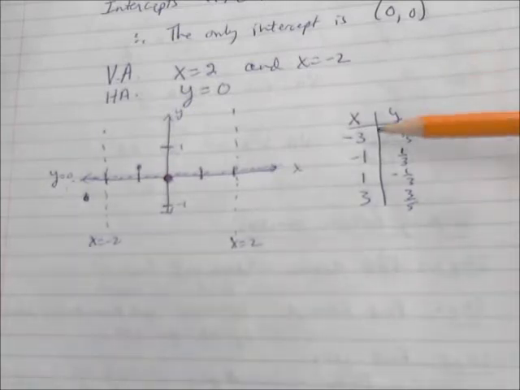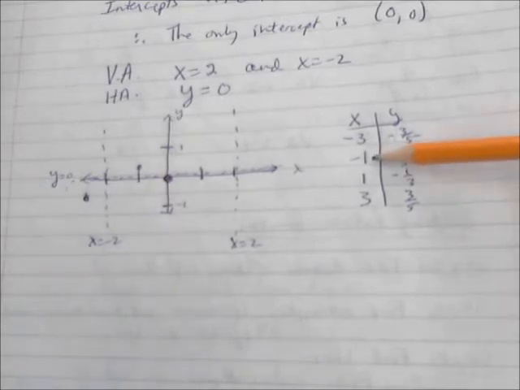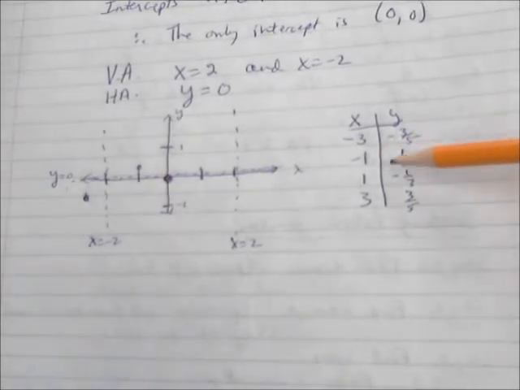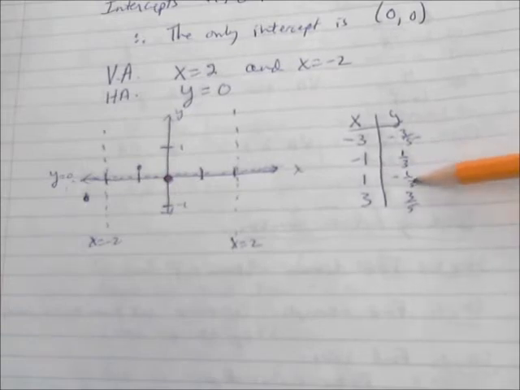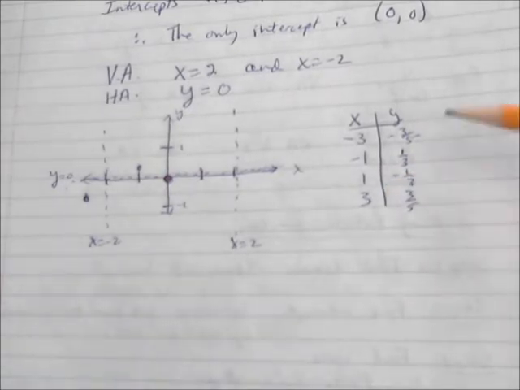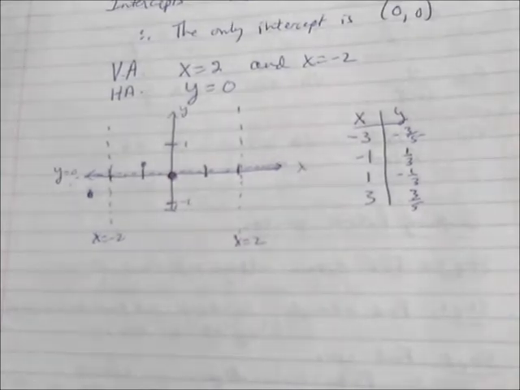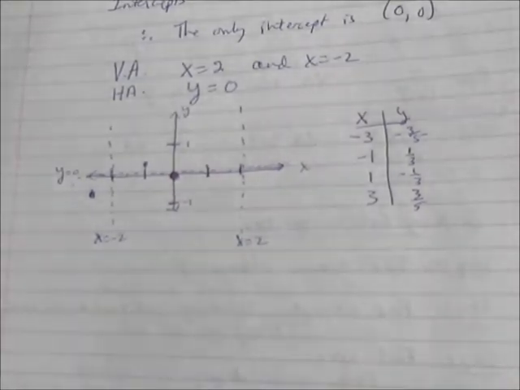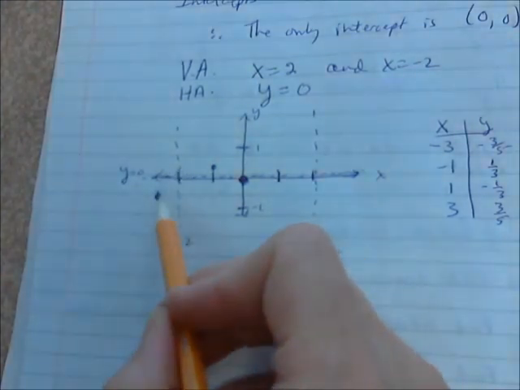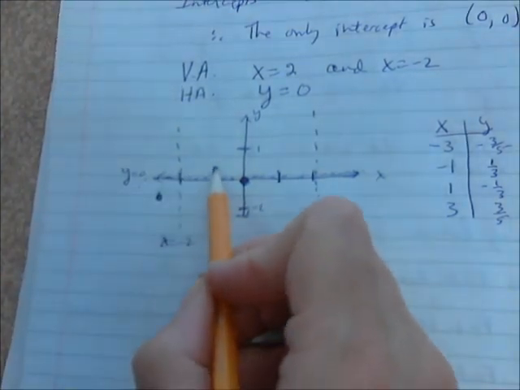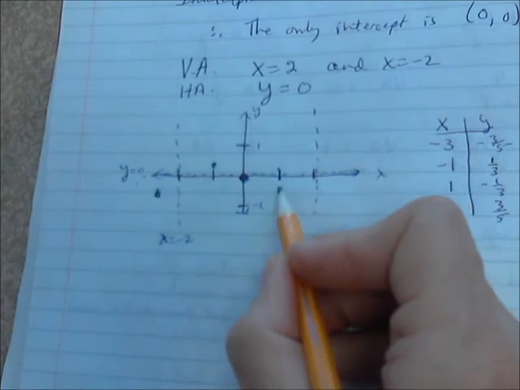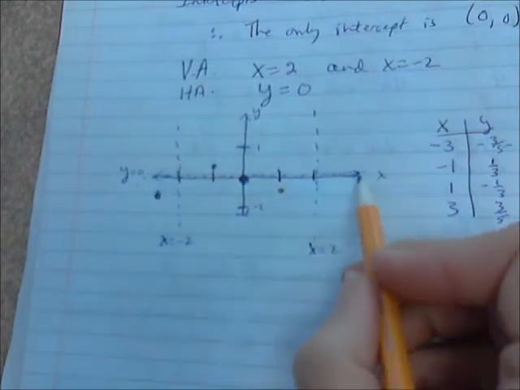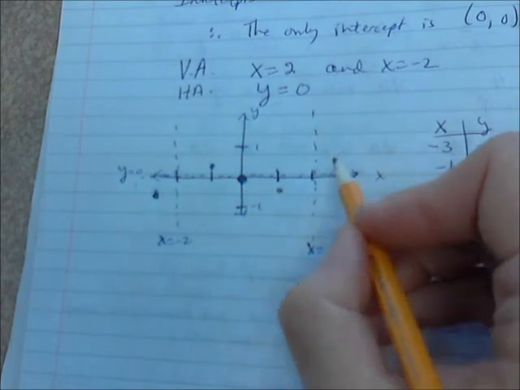So when you plug in x equals -3 into the original function, you get y equals -3/5, x equals -1, y equals 1/3, x equals 1, y equals -1/3, and when x equals 3, y equals +3/5. So you're going to plot those points over on your graph. -3, -3/5, -1, +1/3, +1, -1/3, and +3, +3/5.